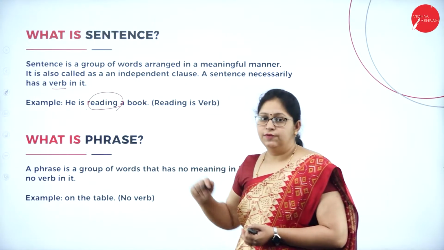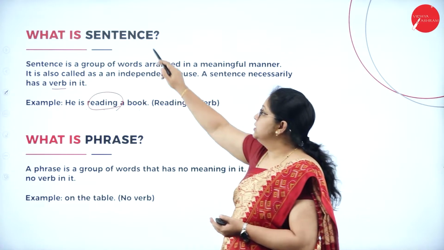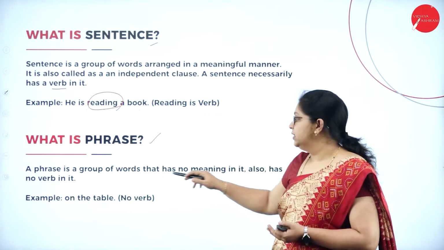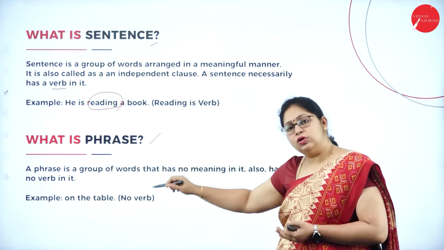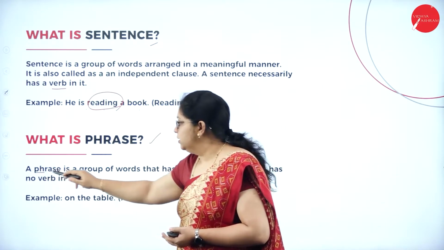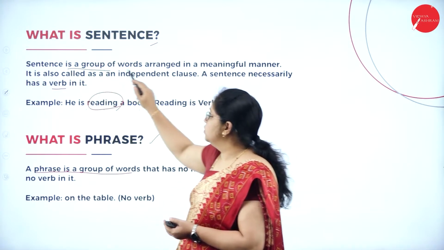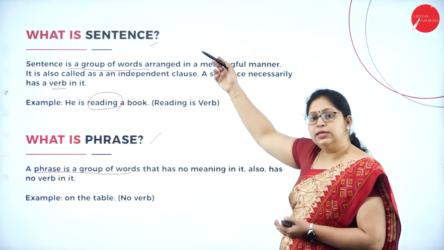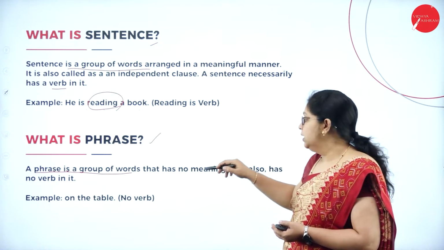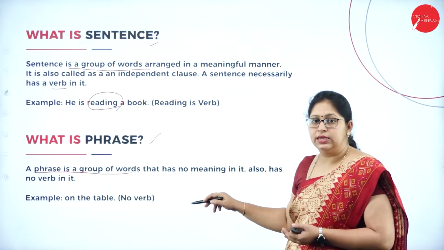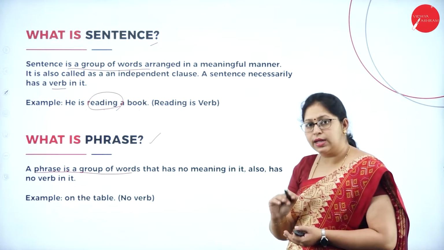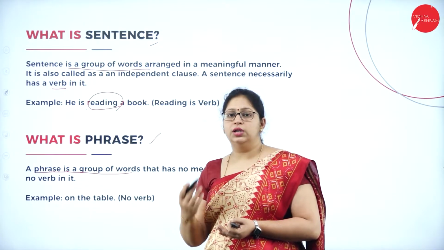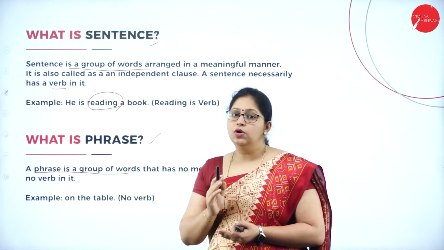Now, what is a phrase? What is the difference between a sentence and a phrase? A phrase is a group of words that has no complete meaning in it. This is also a group of words. A sentence is also a group of words. But how is it arranged? Here it is arranged in a meaningful way, but it does not have complete meaning in it. There is some meaning, but not the complete one. It also has no verb in it. Usually in a phrase, it is not necessary to have a verb.